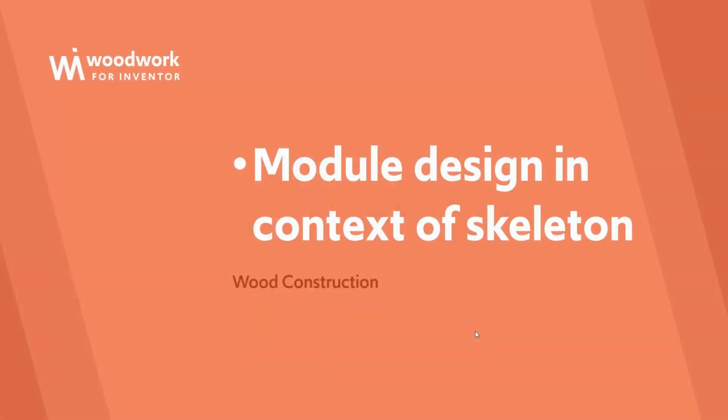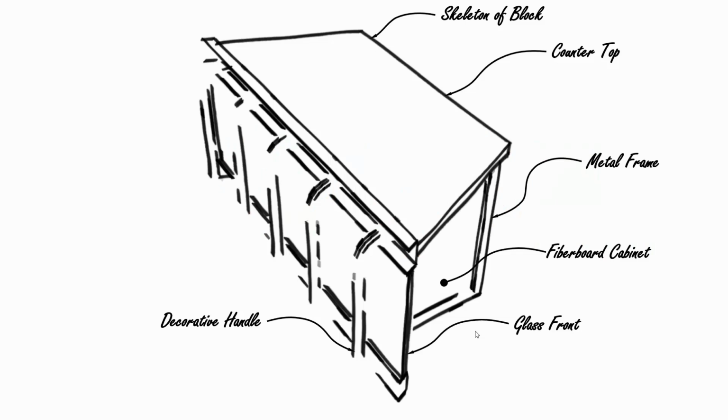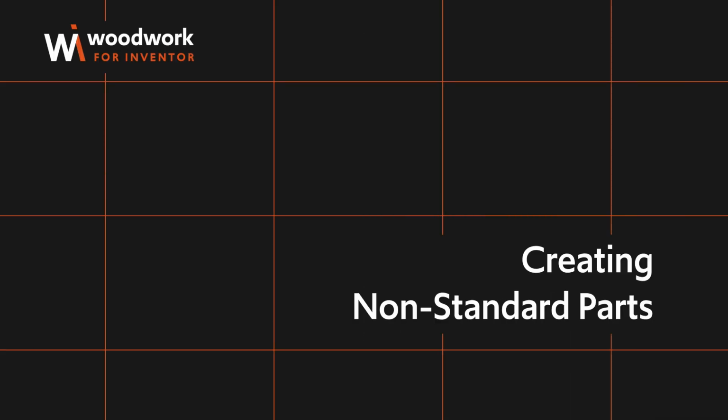So, let's continue our construction. We will move on to the processing of wooden structures in this module. But first, let me show you the scheme to remind you what we have done so far. We have already constructed the metal structures, creating non-standard parts.